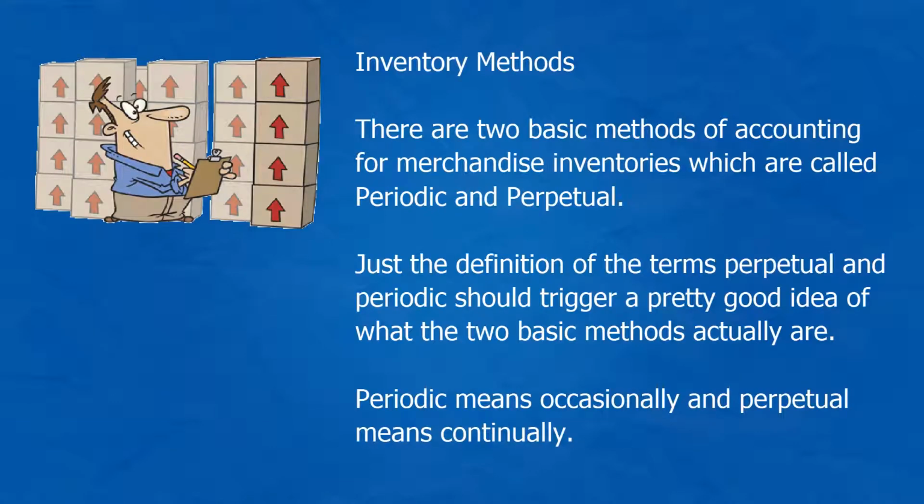Inventory Methods. There are two basic methods of accounting for merchandise inventories which are called periodic and perpetual. Just the definition of the terms perpetual and periodic should trigger a pretty good idea of what the two basic methods actually are. Periodic means occasionally and perpetual means continually.